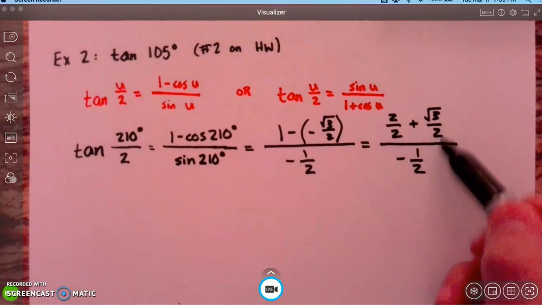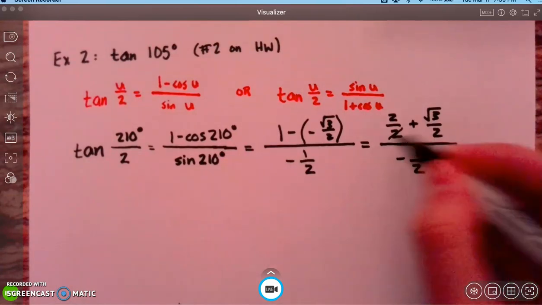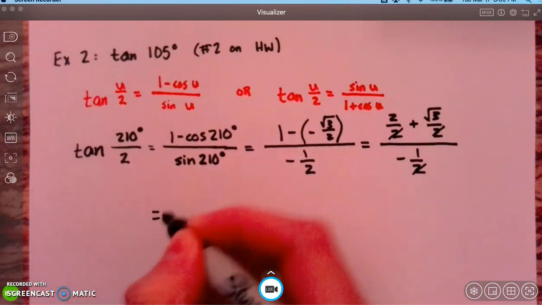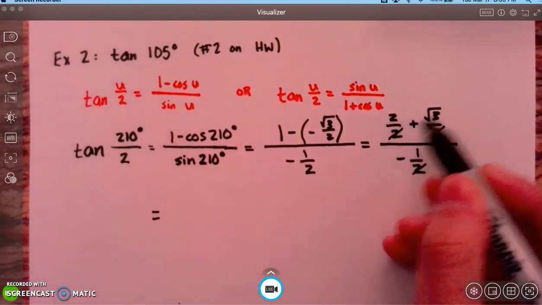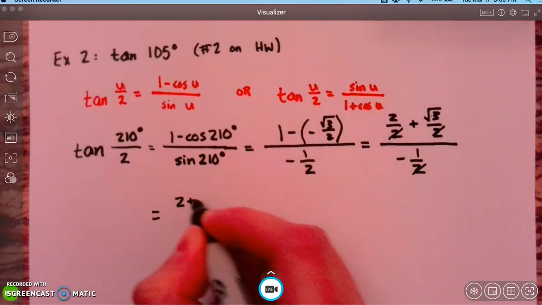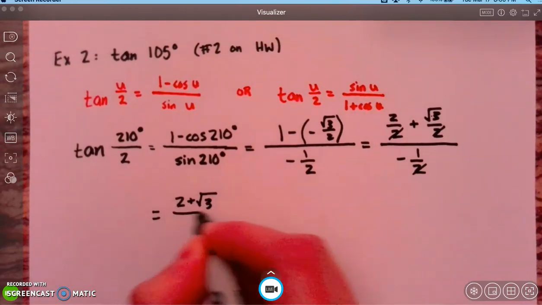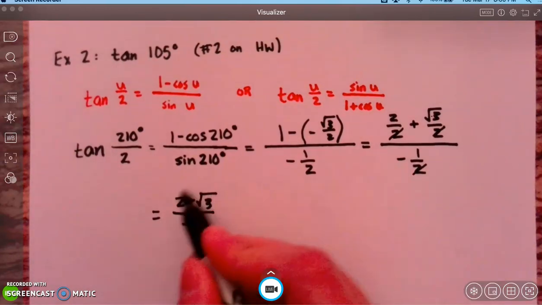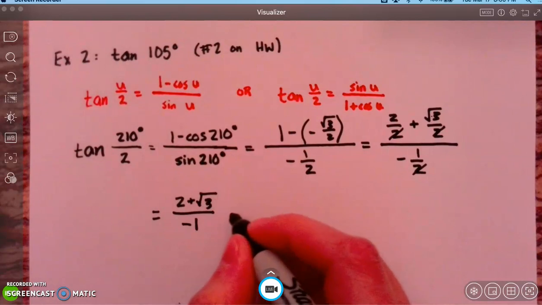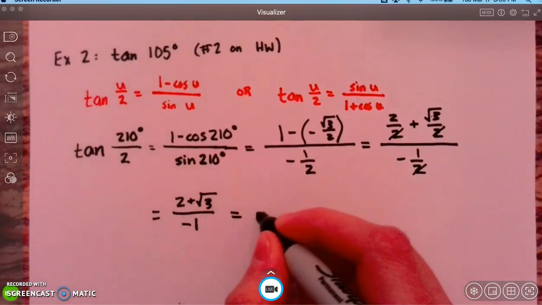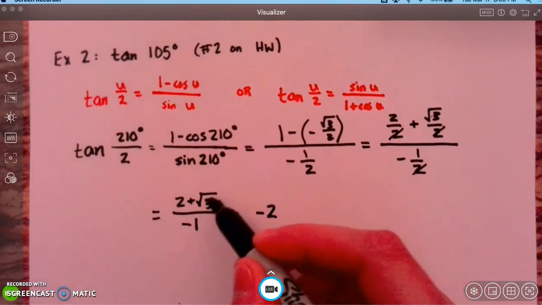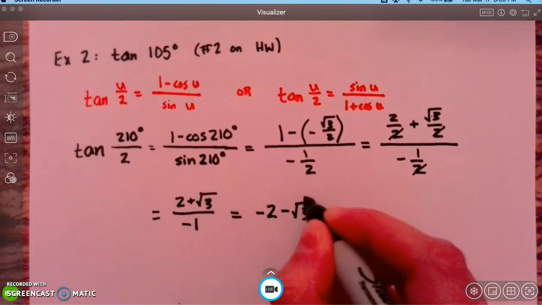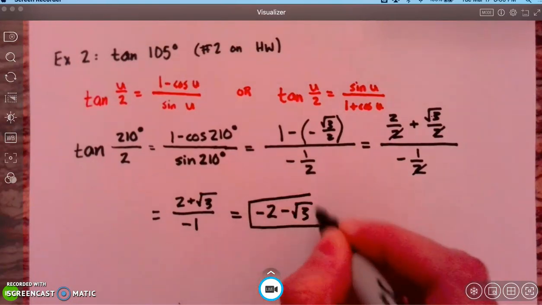Notice that I have the same denominator in all three of these values, so those will cancel out. So we're left with, in the numerator, just 2 plus radical 3, and in the denominator we're just left with negative 1. So if we actually divide all of this by negative 1, 2 divided by negative 1 is negative 2, and radical 3 divided by negative 1 is negative radical 3, and that is our final answer.